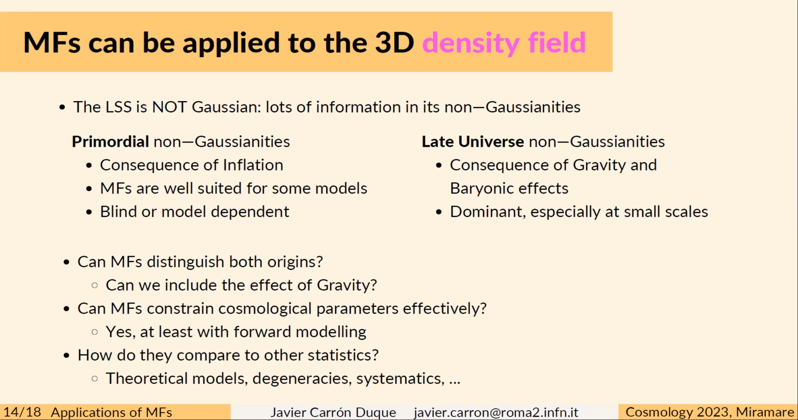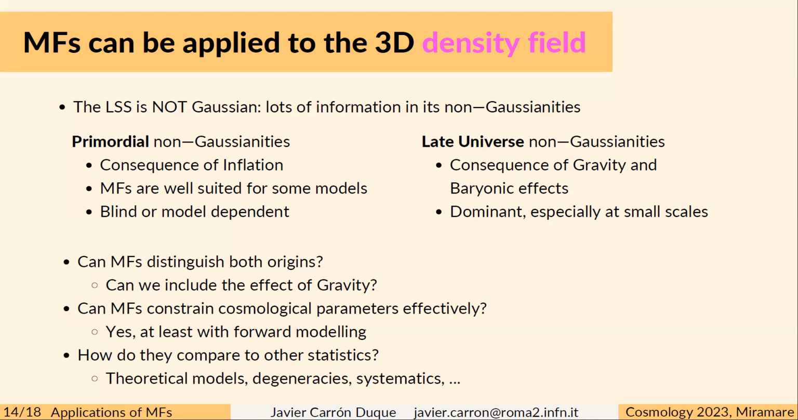Now, the elephant in the room is that the large scale structure is not Gaussian. But there is a lot of information in the non-Gaussianity. It could be primordial, if we're lucky, a consequence of inflation. But of course, most of it will be late universe non-Gaussianity produced by nonlinear gravity, baryonic effects, neutrino physics. And of course, this will be dominant. So there are a lot of questions to be answered here.